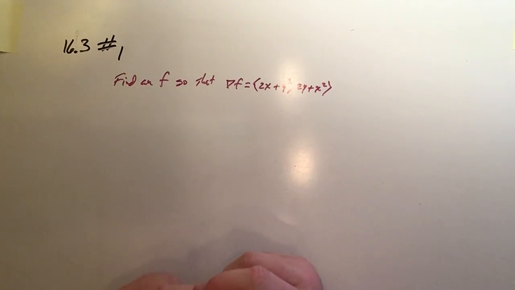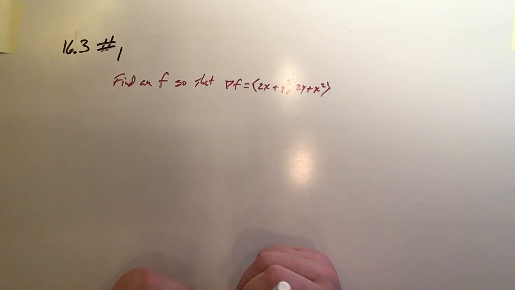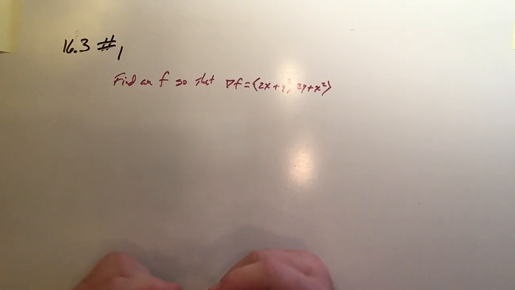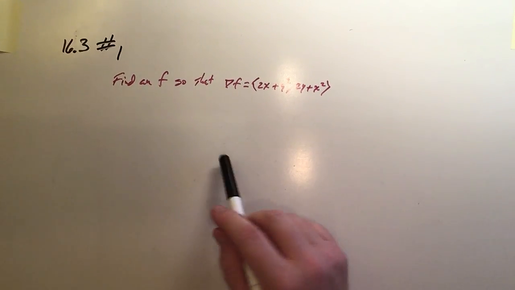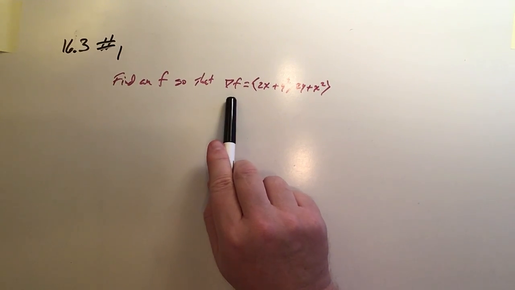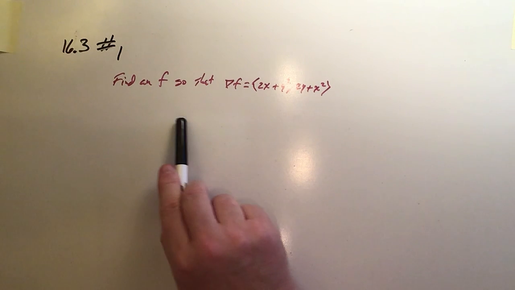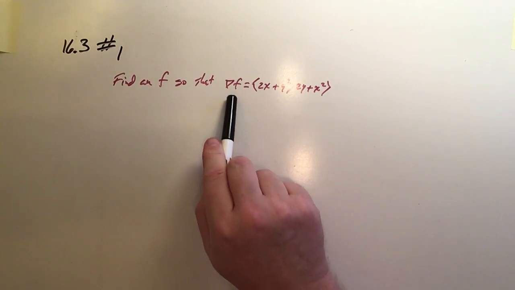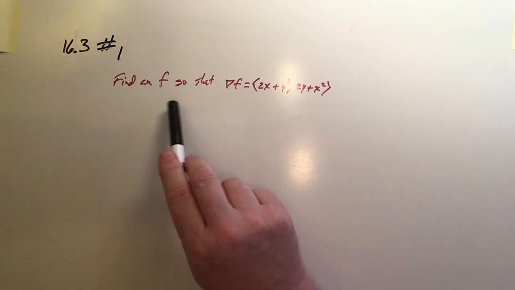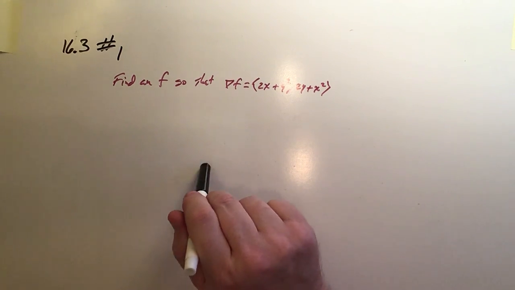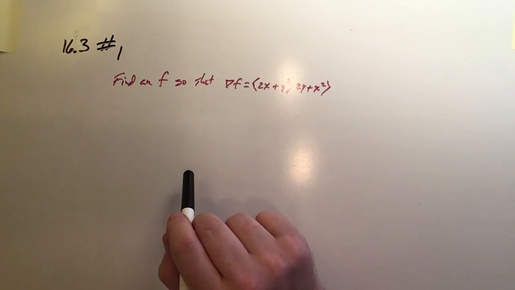Okay, this problem is 16.3, number 1. This section is all about the fundamental theorem of line integrals, which basically says that if you're integrating a gradient, dr, then you can basically reform the f that the gradient came from, and then you can evaluate the integral at the endpoints and not worry at all about the path.